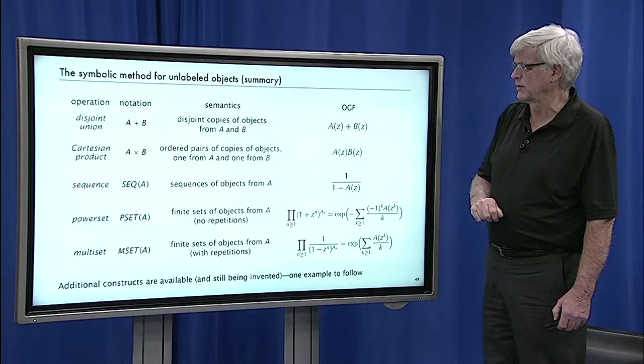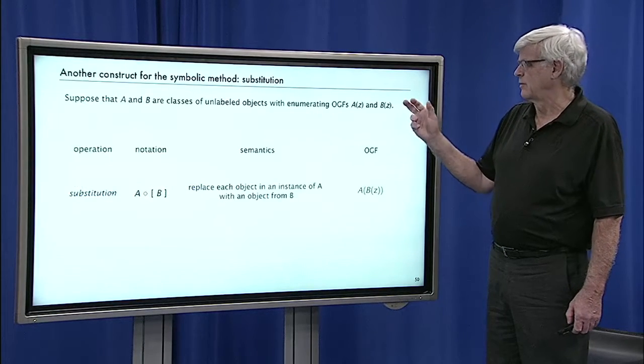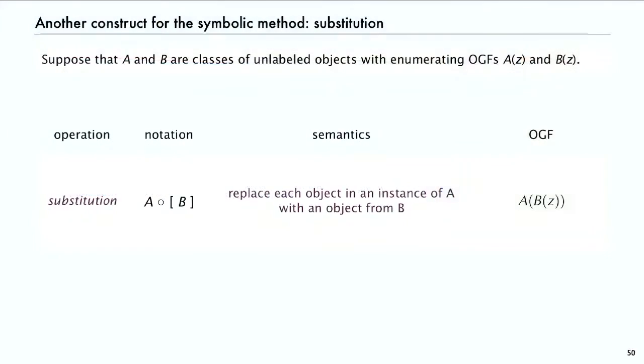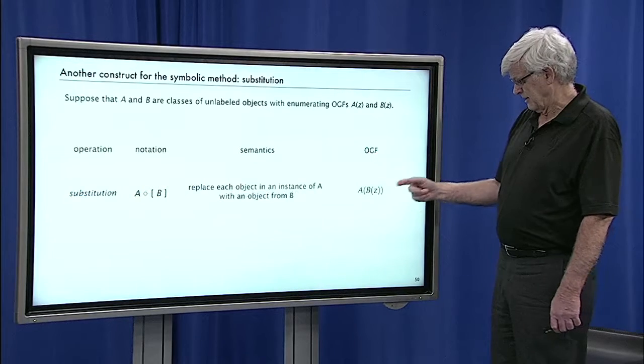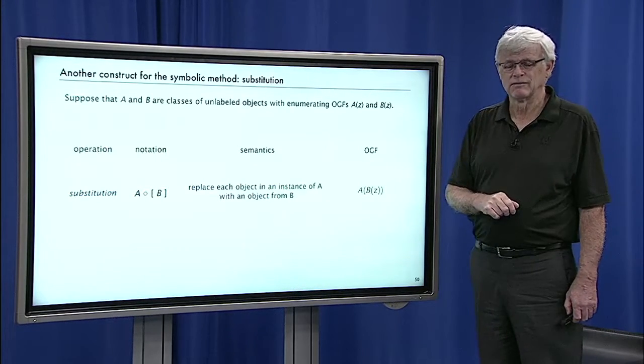So I just want to look at one more example called substitution. Again, we have A and B classes, and you have their generating functions. Substitution is written with this operation A, open circle, B in brackets. And what it says is to replace each object in an instance of A with an object from B. And if you do that, you get the compound generating function A of B of z.